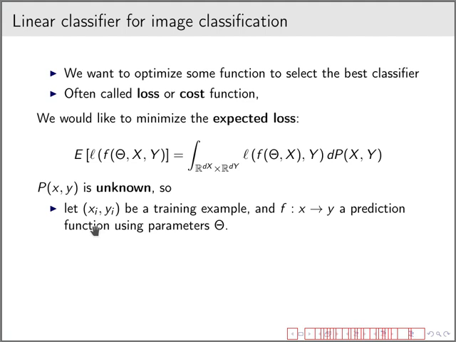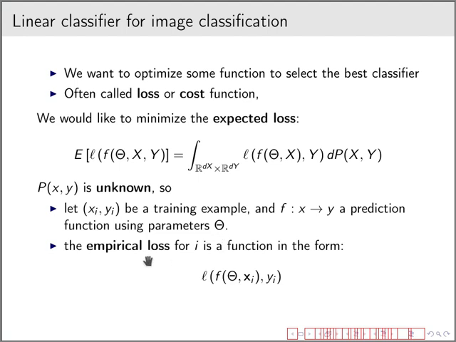So let xi, yi be a training example. What is the training example? It's one image that has a label that was assigned by a human, and f, a map that goes from x to y, a prediction function that uses parameter theta. We know that, right? So we can compute an empirical loss. An empirical loss for that example i is a function in the form L of f theta, xi, yi.